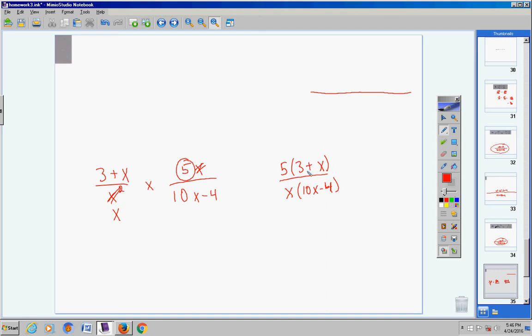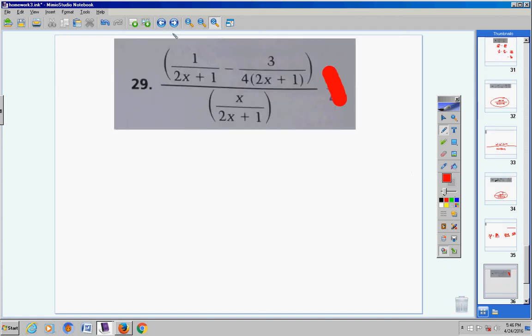They had x plus 3 instead of 3 plus x. And here they multiplied the x through. They had 10x squared minus 4x. I really don't care, guys. Okay, I really don't. So you could have this, or you could have 15 positive 5x over 10x squared negative 4x. I don't care. Okay. All right, moving on to number 29.